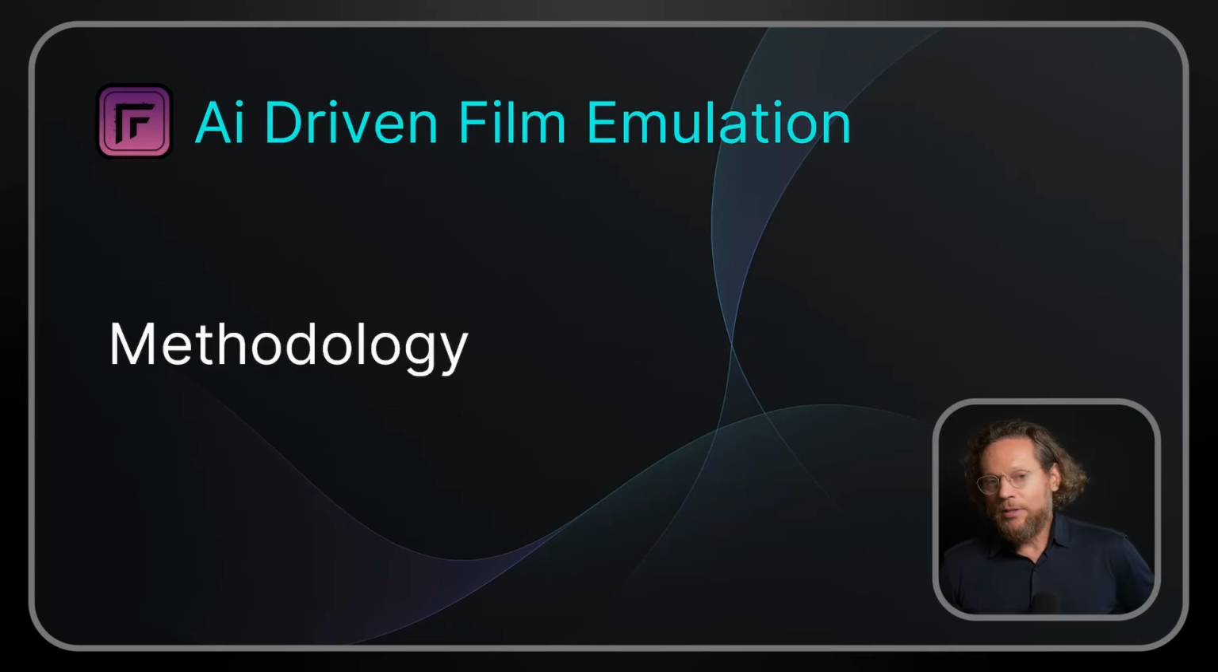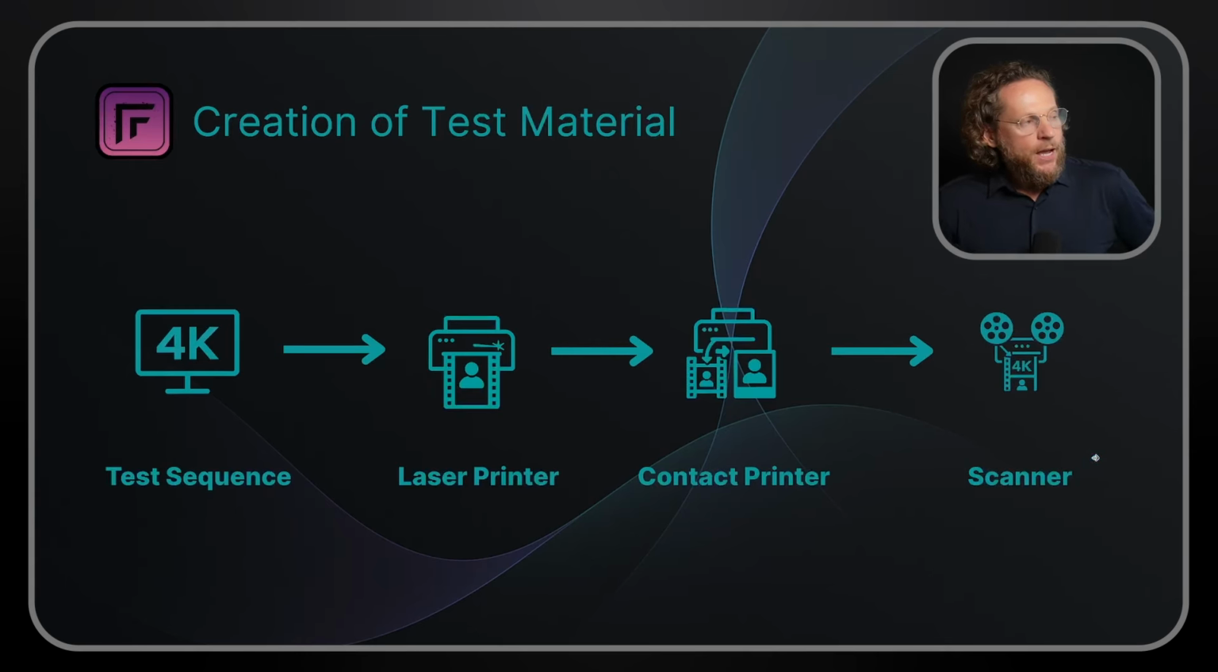So now I would like to take you a little bit through the methodology, what we're really going to do and how we're doing it, and dive a little bit deeper into those details. First, we're going to build some reference data. That's the data that's going to tell us, hey, this is really what film looks like. So what we did is we developed a special 4K test image sequence.